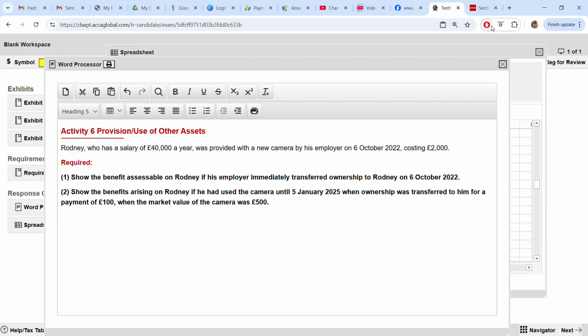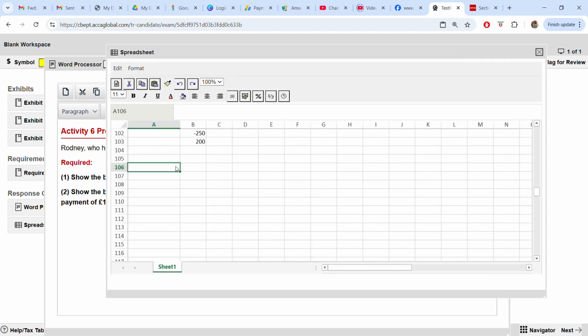So now, transfer when it is new. Okay, what is the cost to the employer? It was 2000. Transfer when it's new, cost to employer 2000. Next, use of asset and then you are subsequently transferring it.